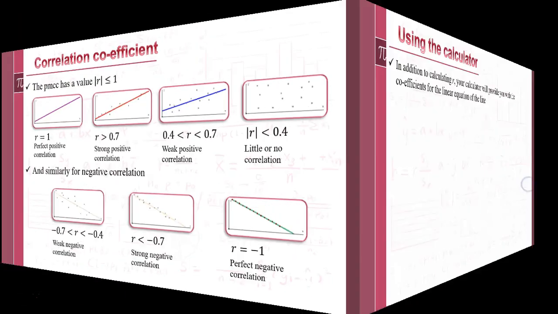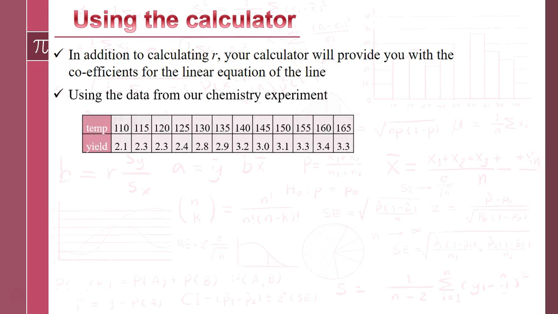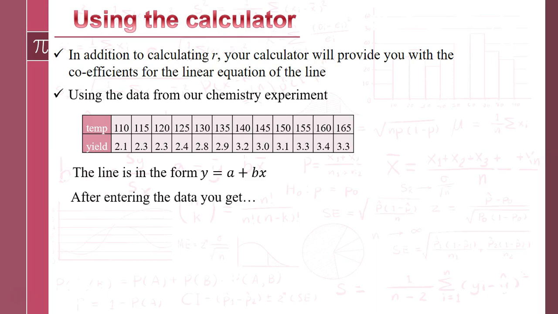Okay, so moving on, the other thing that we're going to get off our calculator is the coefficients for the linear equation of your regression line. So essentially the straight line that is your line of best fit. So here's our experiment again. And we've got the line, it's a straight line, the line of best fit that goes on the graph in the form y equals ax plus b.